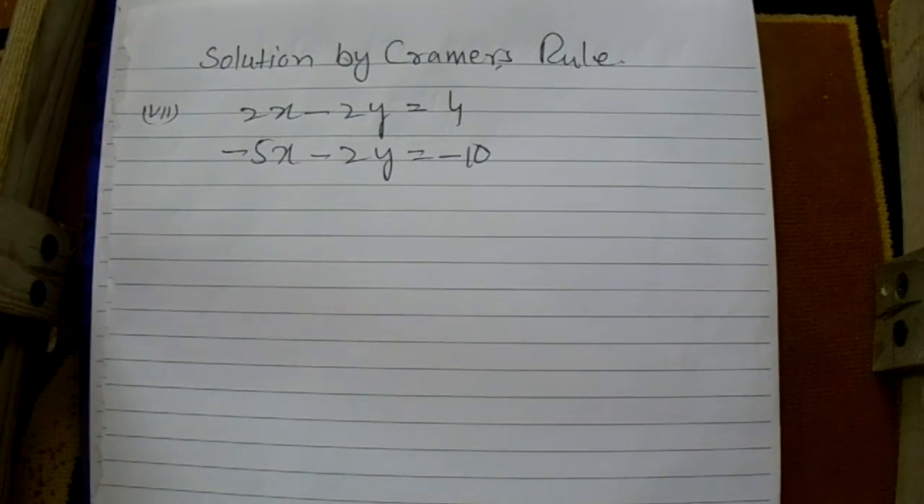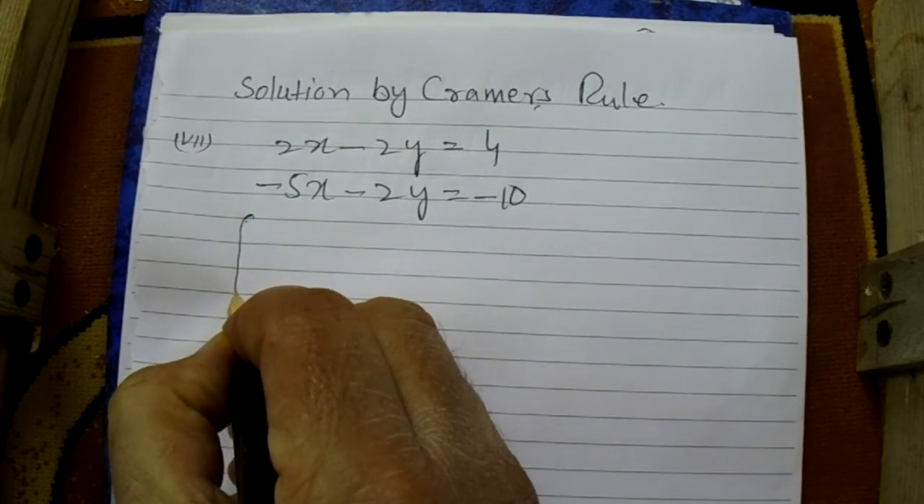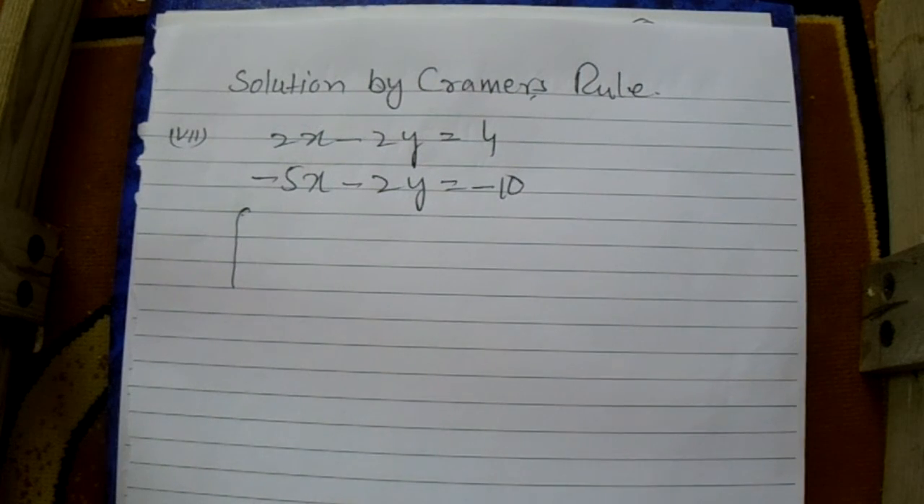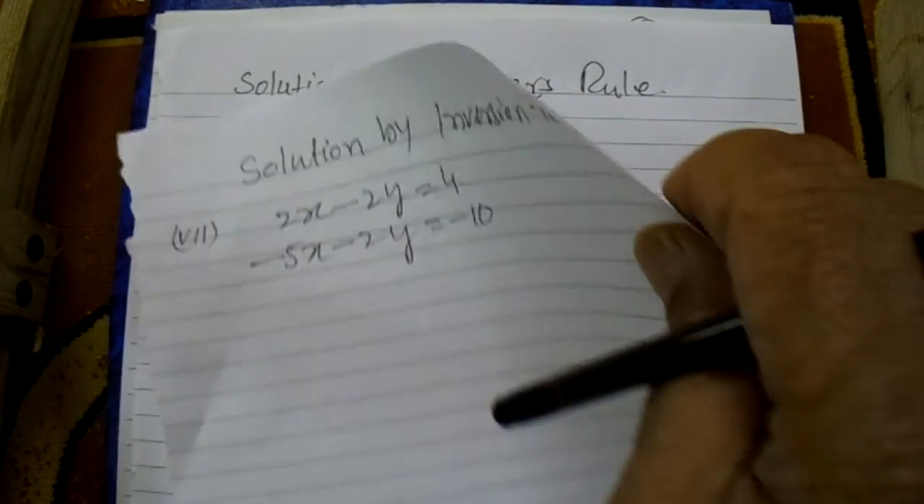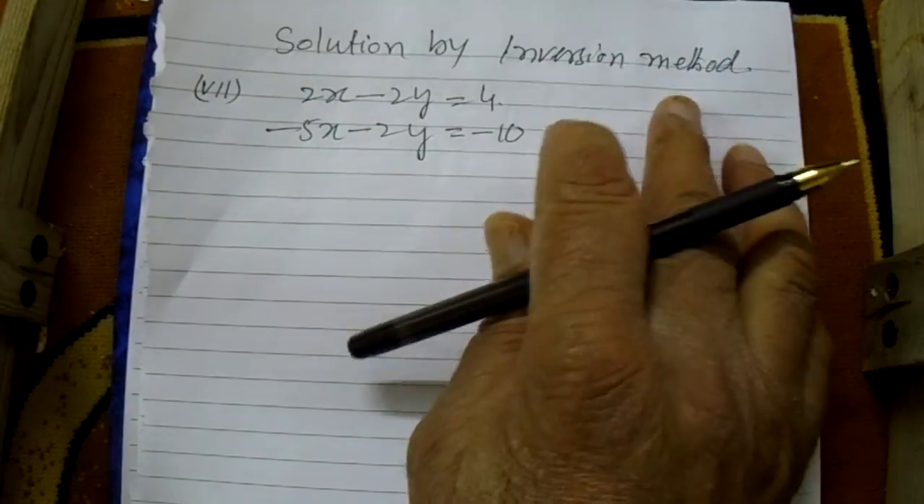Now the 7th part of this. First, the same steps. This is our inversion method. Now we write the inversion method, this 7.